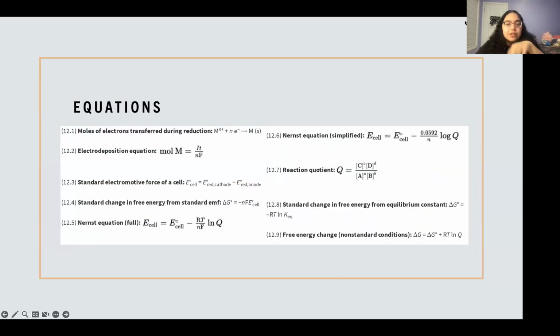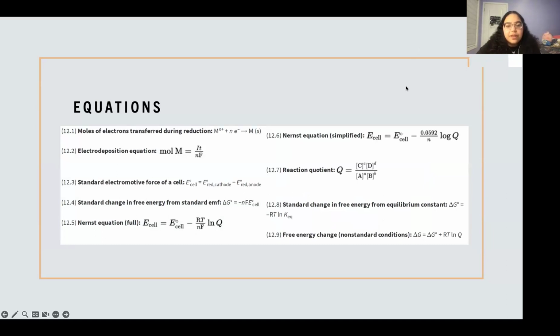These are the equations for electrochem. If you look at the moles of electrons, it's going to relate to the charge on the element that you have in your cell. So for example, if it's Zn2+, 2 moles of electrons there. The electrodeposition equation is the moles of an element being deposited on a plate.